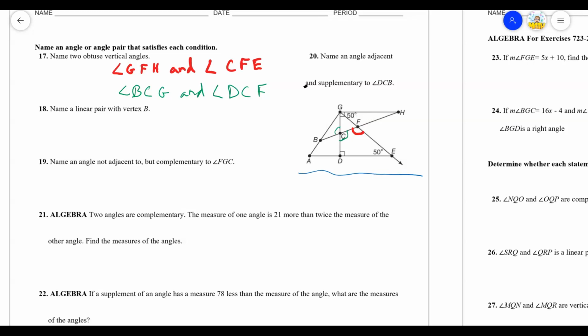Okay, name a linear pair with vertex B. So what we're looking for here, vertex B is here. A linear pair would be a pair of angles that form 180 degrees, right? That form a straight line. That's what we mean by a linear pair. They're adjacent to each other. So I'll give you the first one. The first one is going to be angle CGB.